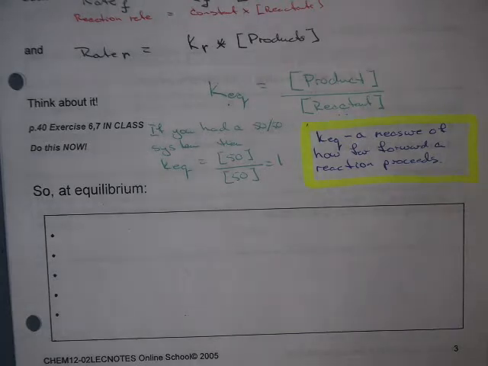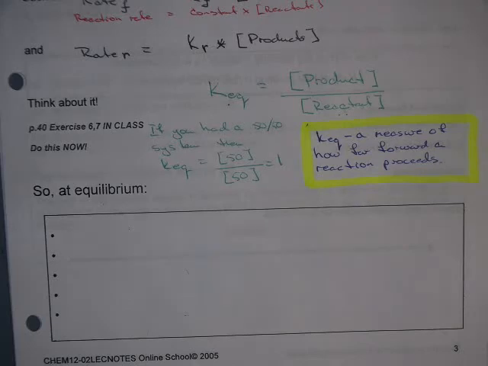Some plus value means that this is very large. It goes way, way, way towards completion, but it doesn't get there because it's equilibrium. If it's very small, that means it hardly moved at all, but it's still in equilibrium.